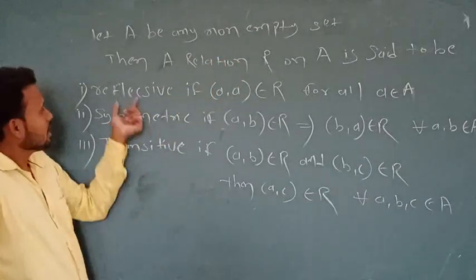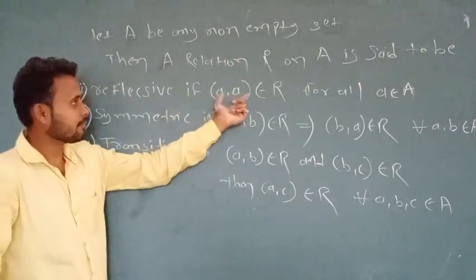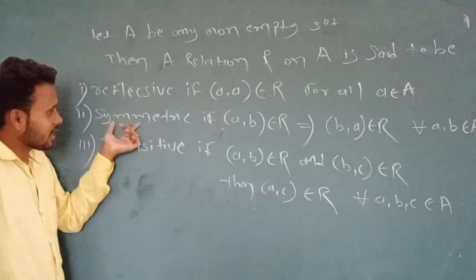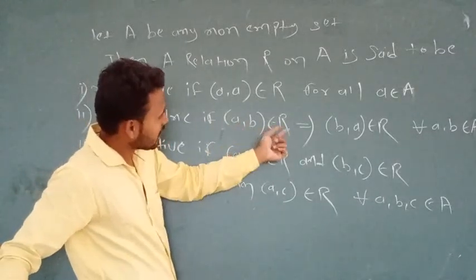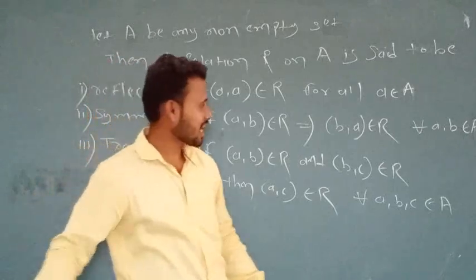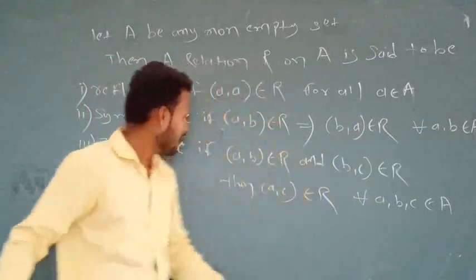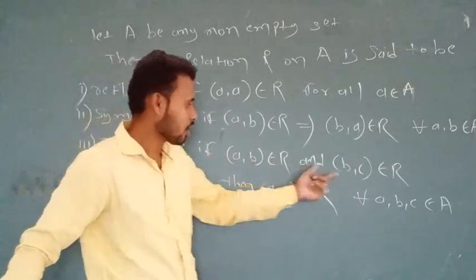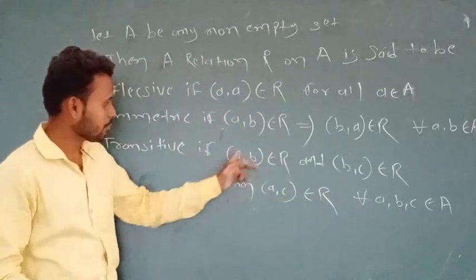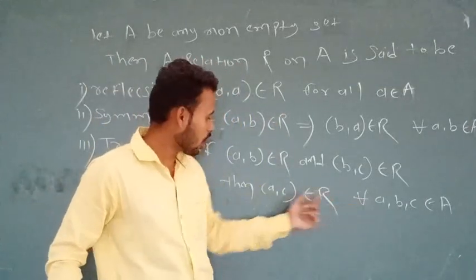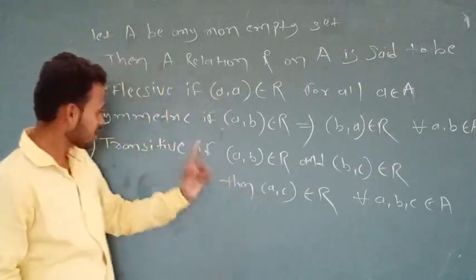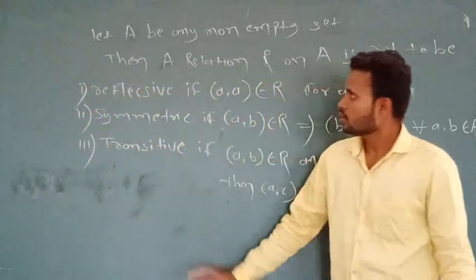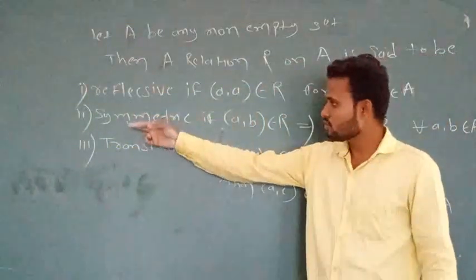The first one was: let A be any non-empty set, then a relation R defined on the set A is said to be reflexive if the ordered pair (a, a) belongs to relation R for all a belonging to A. The second one, relation R is said to be symmetric if the ordered pair (a, b) belongs to relation R, that implies the ordered pair (b, a) also belongs to the relation R, for all a, b belonging to the set A. And the third one, the given relation is said to be transitive if the ordered pair (a, b) belongs to relation R and the ordered pair (b, c) belongs to relation R, that implies the ordered pair (a, c) also belongs to the relation R, for all a, b, c belonging to the set A. Then we say that the given relation is transitive.